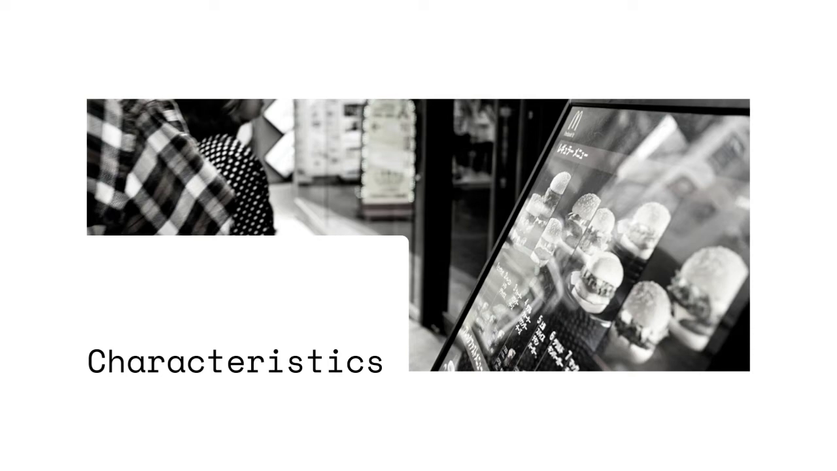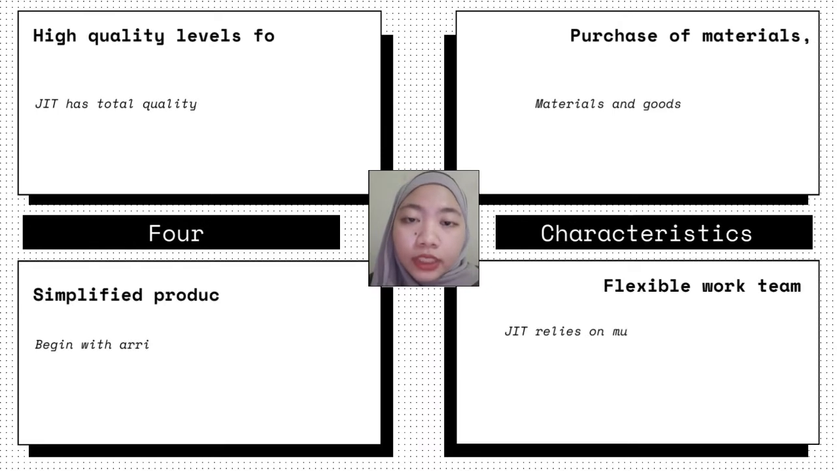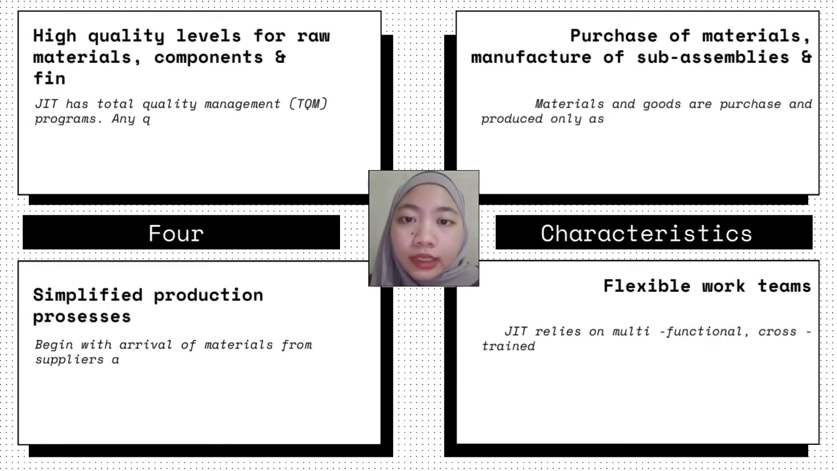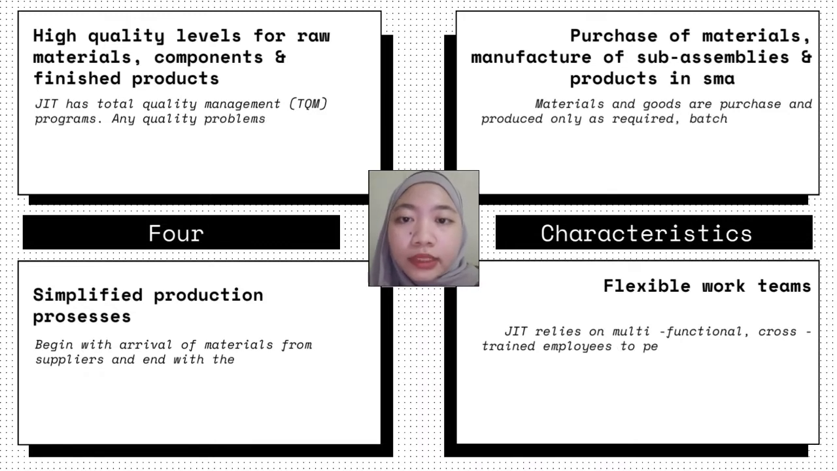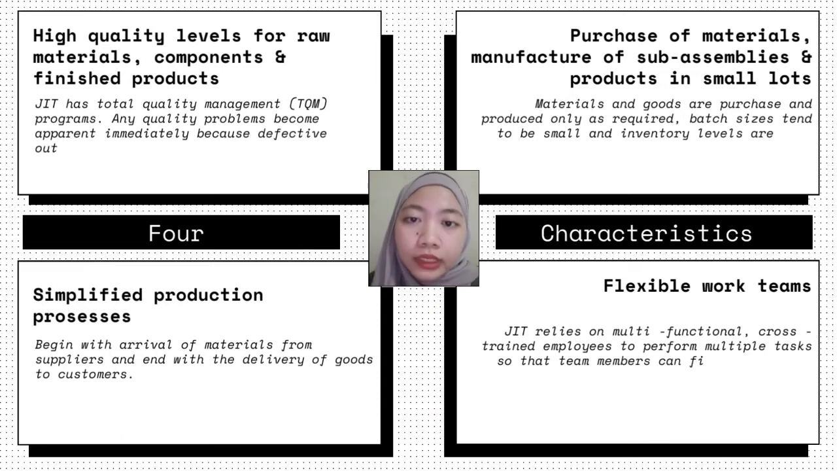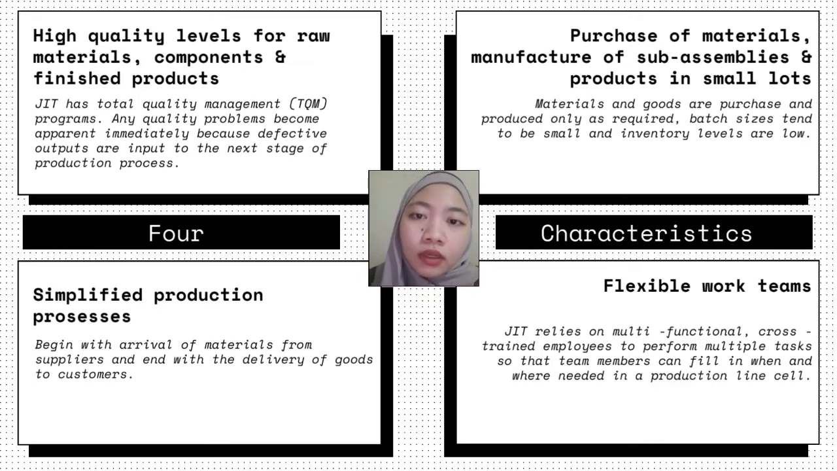Characteristic. Next, I will discuss on the four characteristics of JIT system. Starting off with the top left corner, high quality levels for raw materials, components and finished products. So since JIT has TQM programs, TQM refers to total quality management, any quality problems will become apparent immediately because the defective outputs are inputs for the next stage of production process itself. Thus, all raw materials, components and finished products will be on the high quality levels.